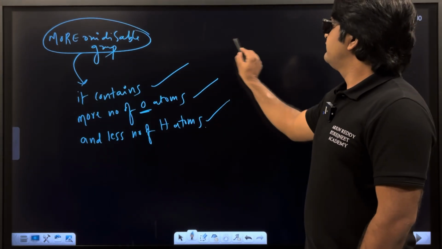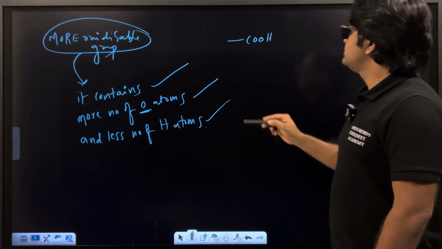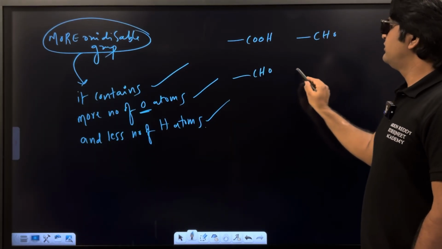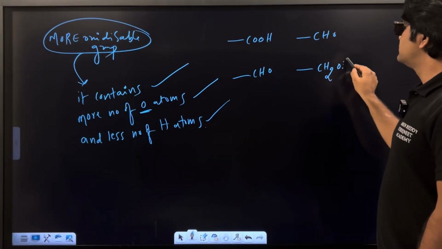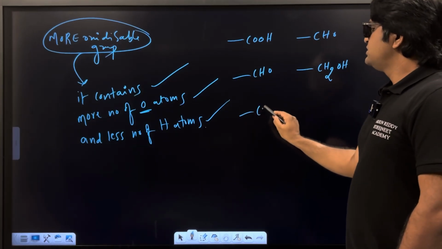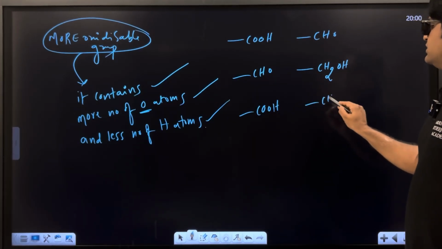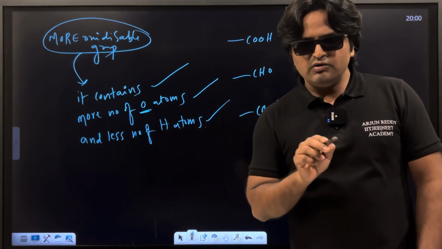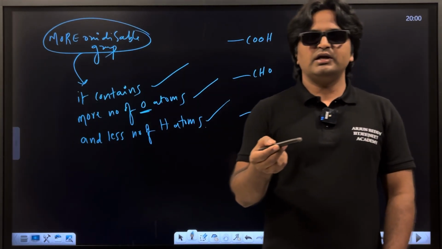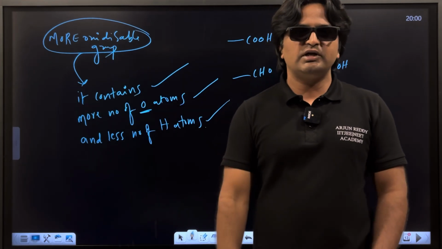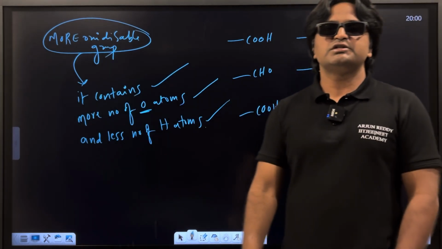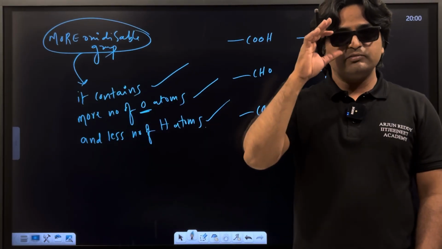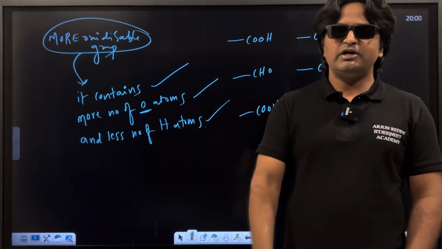For example, carboxylic acid COOH and CHO. Competition given between CHO and CH2OH, or COOH and CH2OH. Now these are the groups given. You want to arrange these groups on the vertical line, but which one do we take on top? According to Fisher projections, the more oxidizable group should be taken on the top of the vertical line.